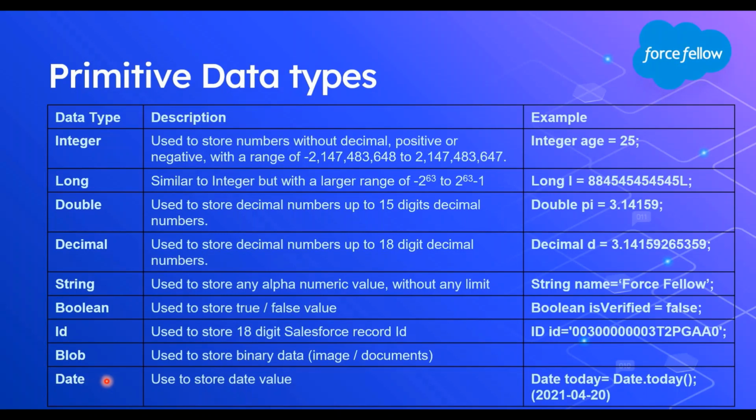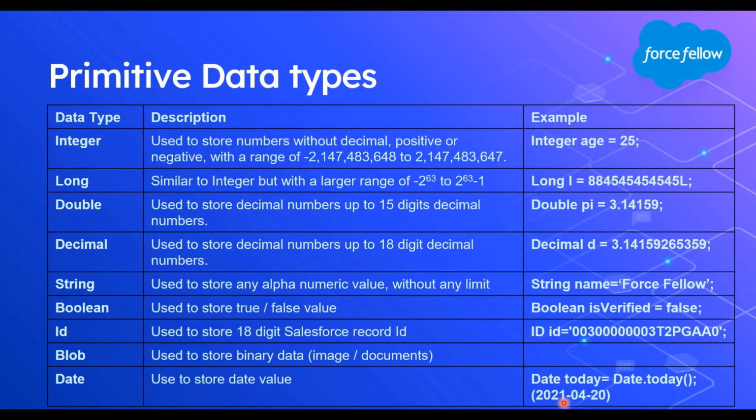And if you want to store date values, then we should use date as the data type, and the date data type will only store the date like this. But if you want to store date and time together or time only, then there are different data types available, like datetime and time. So in that case you can use those data types. Okay. So these are all the basic and primitive data types we have in Apex.